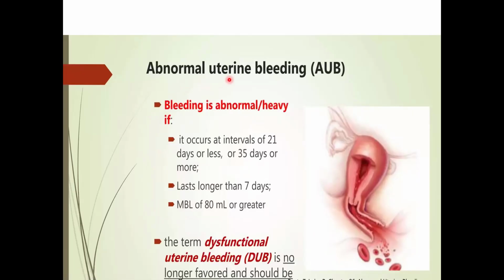Now, abnormal uterine bleeding is abnormal or heavy if it occurs at intervals of 21 days or less or 35 days or more, and lasts longer than 7 days, with massive blood loss, menstrual blood loss of 80 ml or greater. The term dysfunctional uterine bleeding is no longer favored and should be discarded.